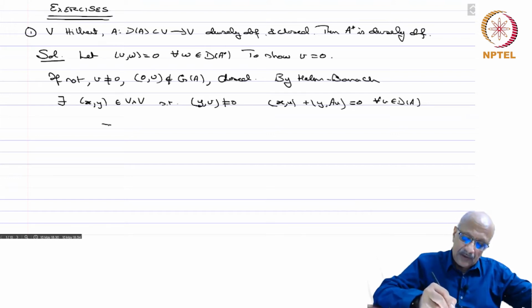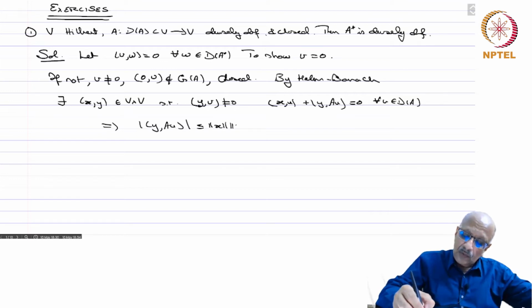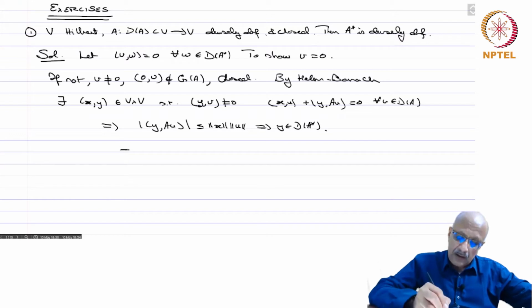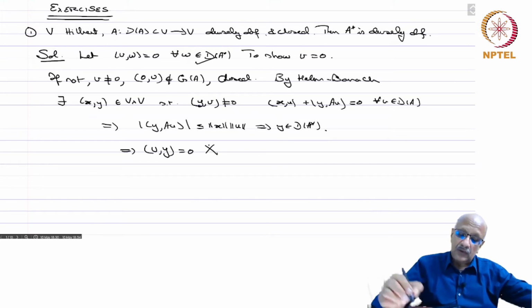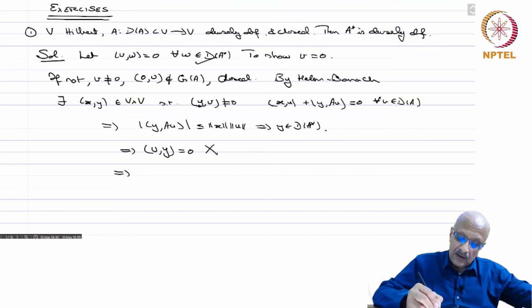But this implies that |(y, Au)| is less than or equal to norm x times norm u, and this implies that y belongs to the domain of A star by definition, and that implies that (v, y) has to be equal to 0, because that is the definition of v here. But that is a contradiction because we know that (v, y) is not 0. Therefore, this implies that v equal to 0, that is, D of A star is dense.